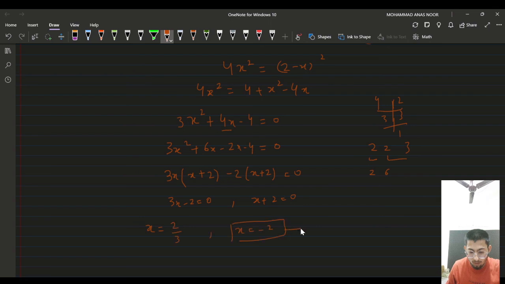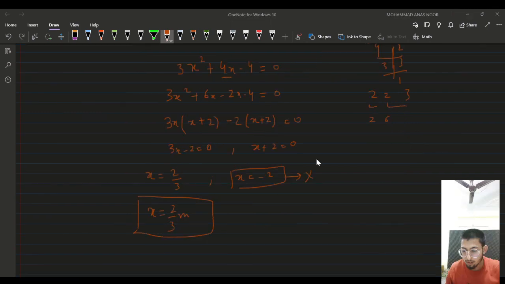Negative 2 would not hold true for this context, because he's saying we want to find a point between A and B where the electric field is 0. If we take x equal to negative 2, it would be somewhere outside, if we take this as the origin. So that is not considered, and hence x should be equal to 2 by 3 meters. Let me see if this is the correct answer for the question. Yes, this is 2 by 3. Okay, cool. So this is how we do these questions.